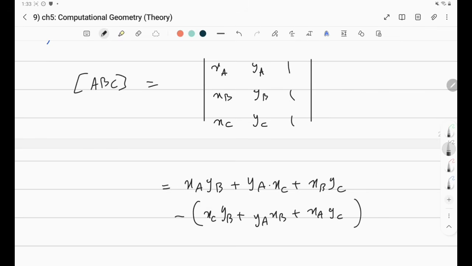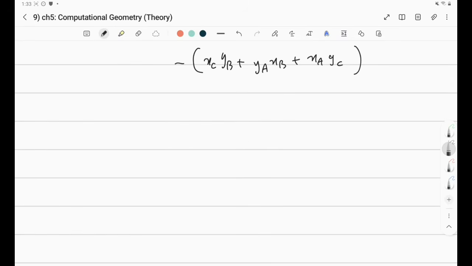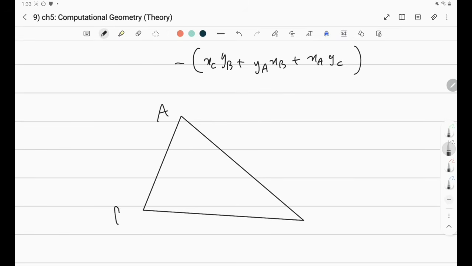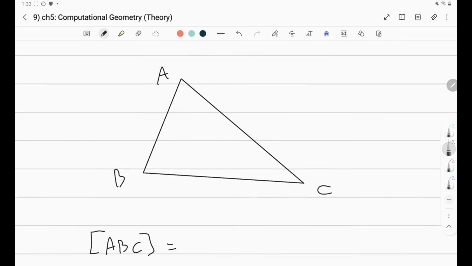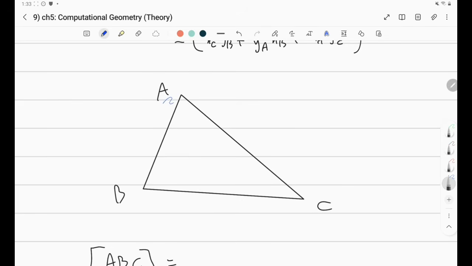Now, of course, this might be negative, so you need to take the absolute value. However, this actually gives you the signed area. What exactly is a signed area of a triangle? We just can have an order. For example, let's say this is the triangle A, B, C. If you apply the formula in this order, A, B, C, then you're going to get the signed area.